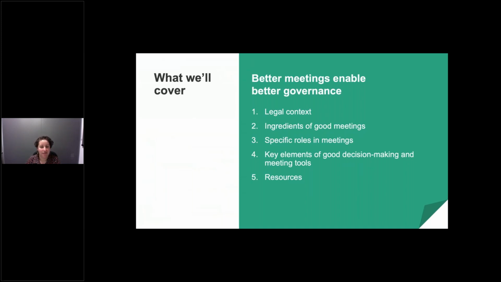Meetings, we know, take time, so we want them to be purposeful and effective. They provide the space for you and your committee members to come together, but they also, we know from the work we do here, can sometimes use some support around how to make them more effective. So we are going to talk a little bit about the legal context, ingredients of good meetings, the role of various people, the chairperson, the deputy chairperson, the treasurer, secretary, and general committee members. And we're also going to talk about the process of making decisions and some resources as well at the end.